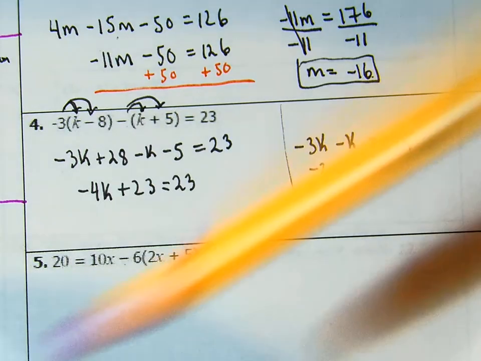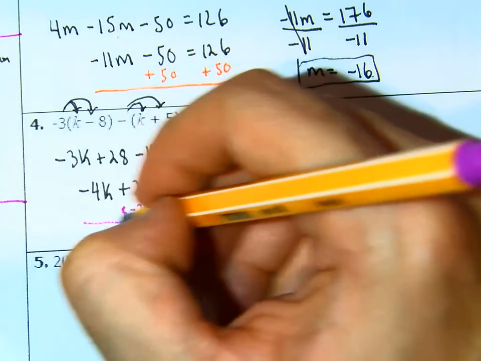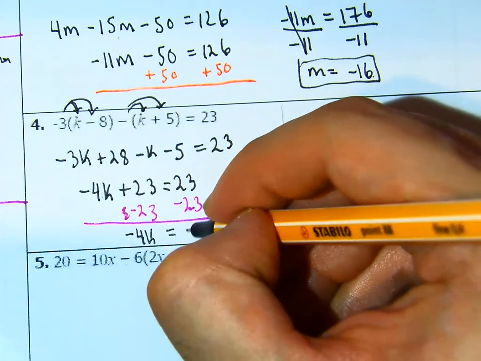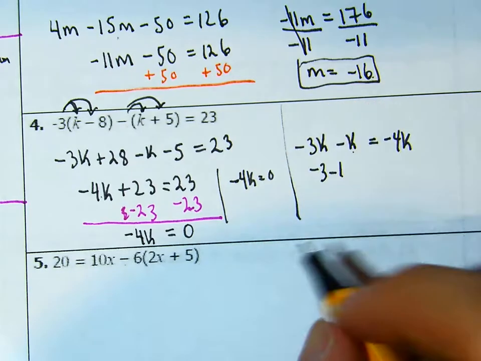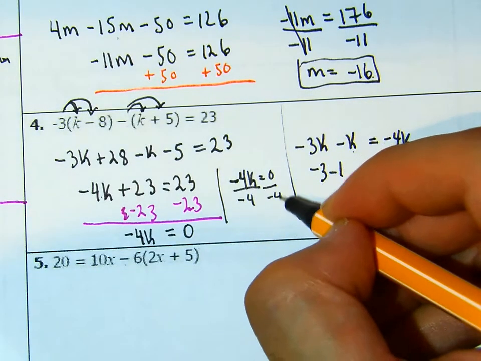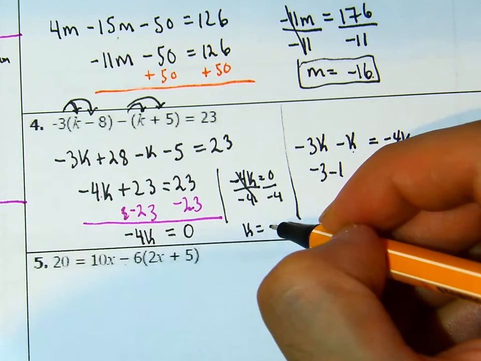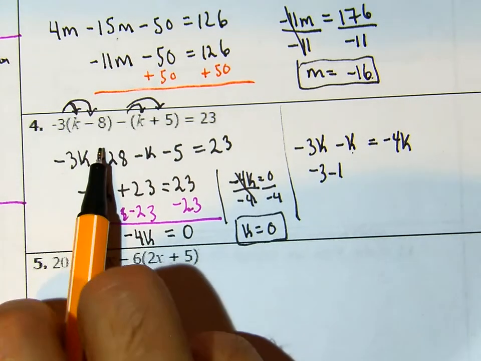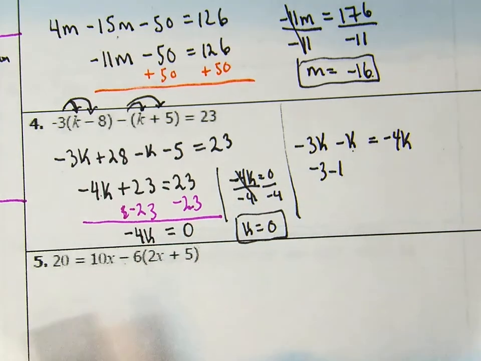So now we subtract 23 on both sides. Okay, so this one's a little interesting. What do we get? We get negative 4k equals 0, and I can write that here. Negative 4k equals 0. Now we're going to divide both sides by negative 4. This cancels. K is equal to, what is 0 divided by negative 4? That is 0. And let me just make sure that's okay and I didn't make a mistake. Yeah. Okay. No mistake. K equals 0.